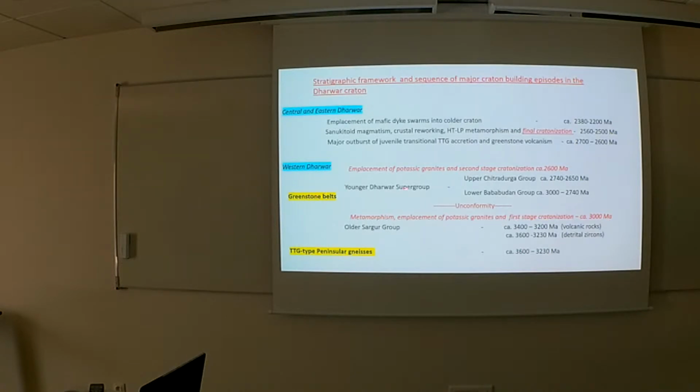Then the younger Dharwar supergroup is further subdivided into the lower Bababudan group. In the course of this talk, I will summarize these things. Can you remind me which colors those were on the map? In the map? Yeah. Okay, I'll just go back.